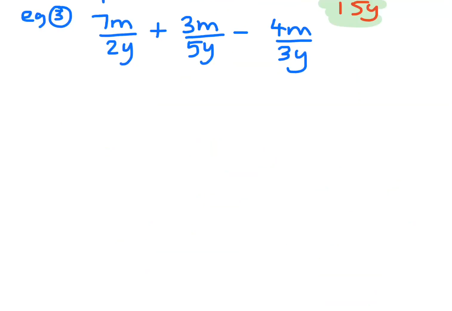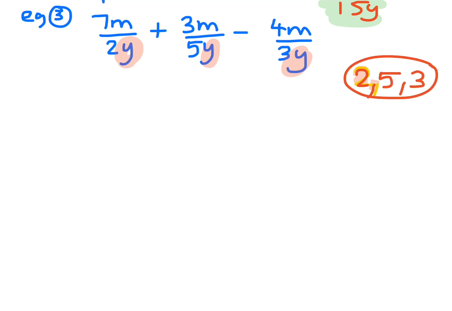So I'm just going to give you one that's a little bit harder. It's got 3 different denominators. It's very similar to the other one. There is a common y there. So there's a common y in each of these, so you only need to count that y once. So the question is, what do 2, 5 and 3 all go into?